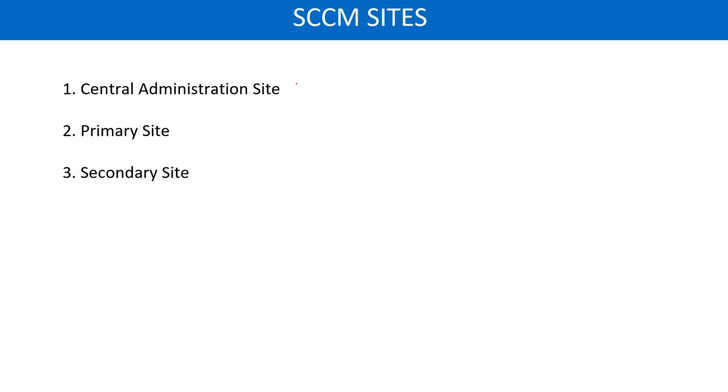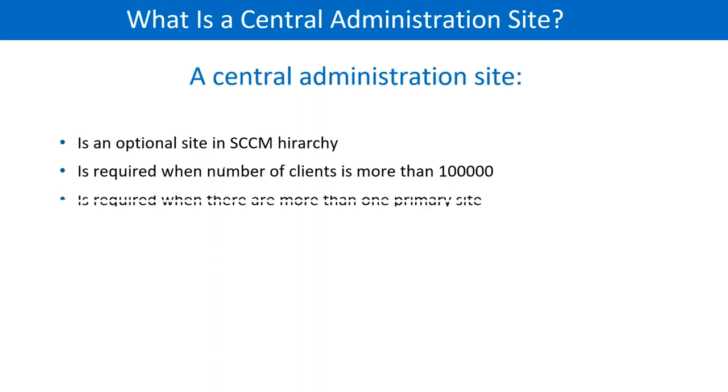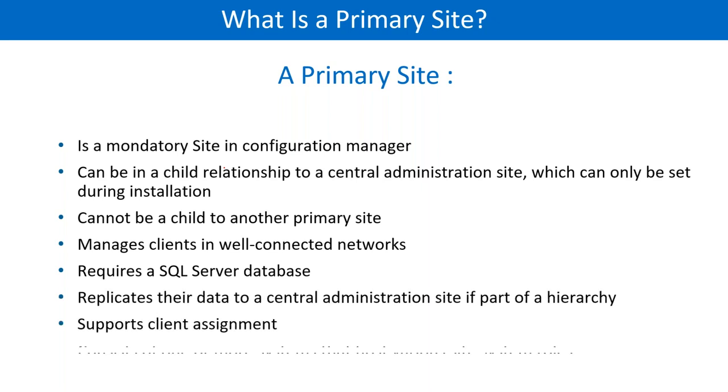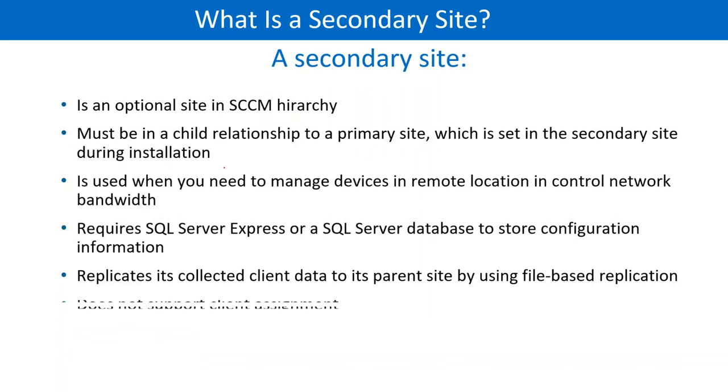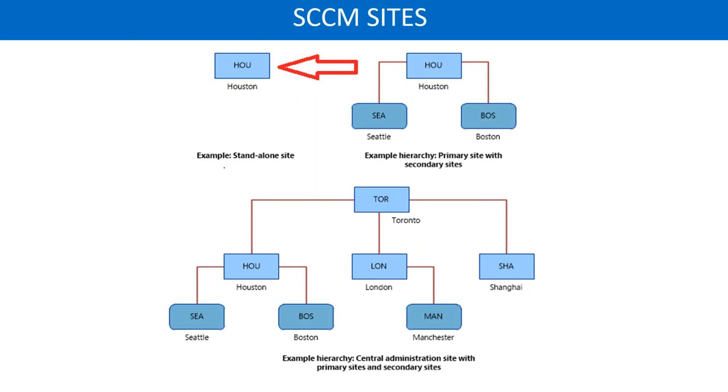What is a site in SCCM? There are three sites in SCCM: central, primary, and secondary. We will discuss in detail from tomorrow in the actual training, since it's just a demo session. Now I'm going to show you the architecture of SCCM. In this slide we have three architectural diagrams. The first one is for a small size company.